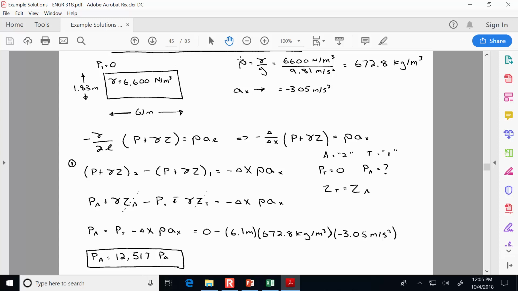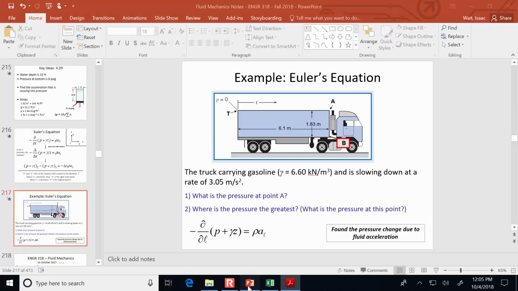So you're wondering about 1 versus 2, which to use as 1 and which to use as 2? More or less, yeah. That's a great question, because the next part of this example asks you to find the pressure at essentially the bottom right part of the tank. And so let's look at that sketch again.